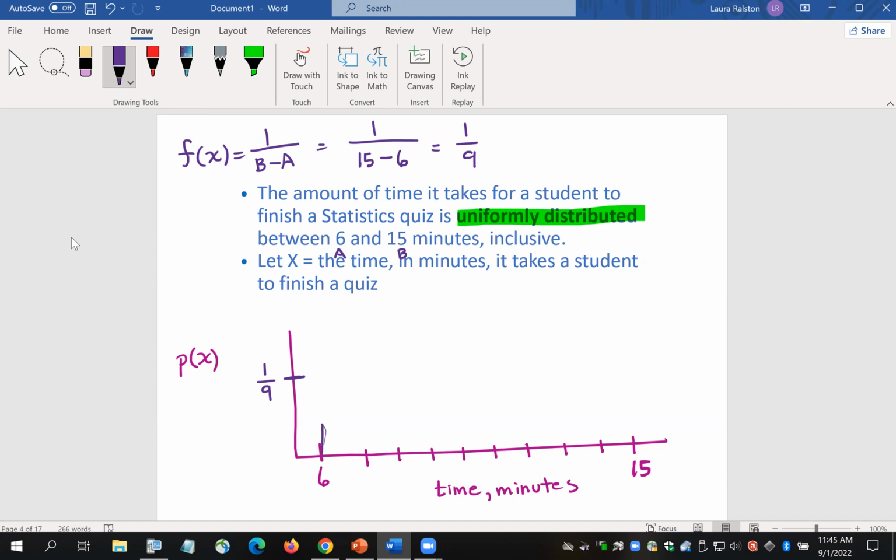So on my vertical scale, I know I'm going to have 1/9. And I know that all of these values have that same probability, including the 6 and the 15. So notice how visually you have a kind of a rectangle. If you want to close it in here, let me give you a dotted line there to see that you closed it in. Okay, so there is a visual interpretation of this problem. It is a uniform distribution, which means all of the probabilities are the same. So all of the bars on the graph would be the same height.